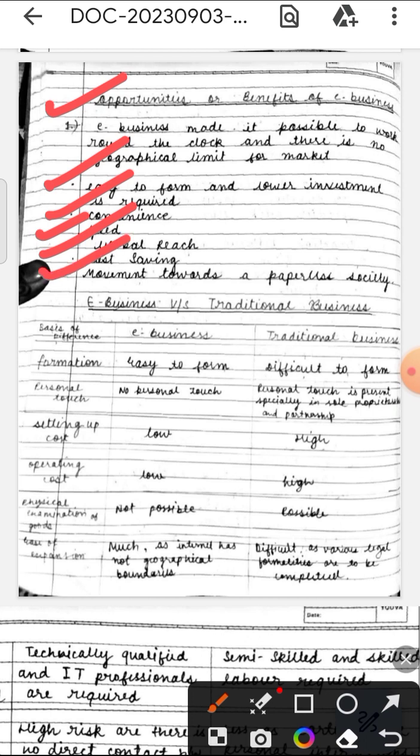Cost saving, as we understand that there is no need to maintain a shop or a product's physical existence. We can go with a website and launch our products and provide the details to the customers, and with that we can save many costs. Movement towards a paperless society. We are moving towards a paperless society, which saves us from paper wastage, because almost all transactions are done in an electronic way.